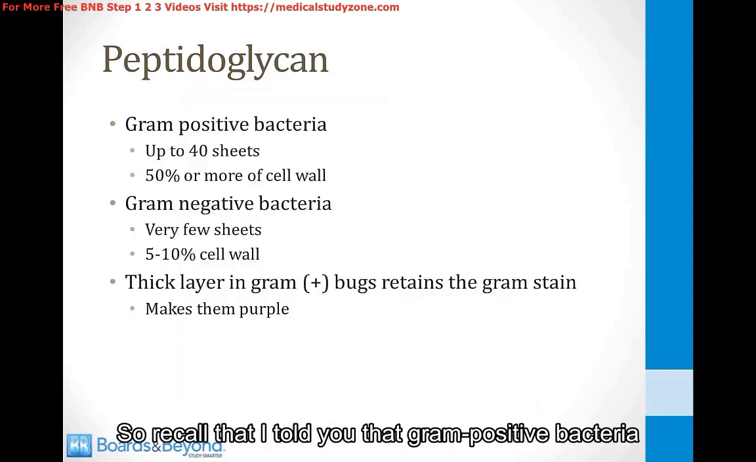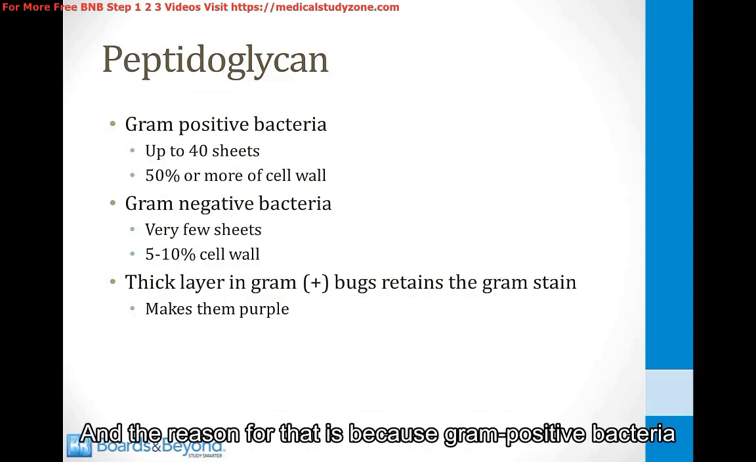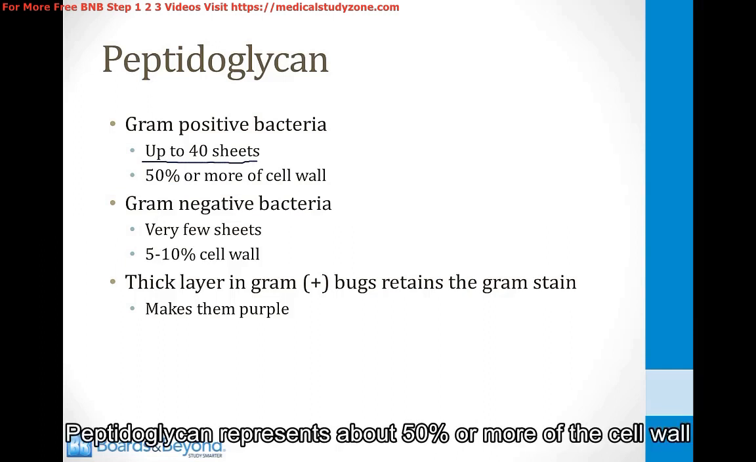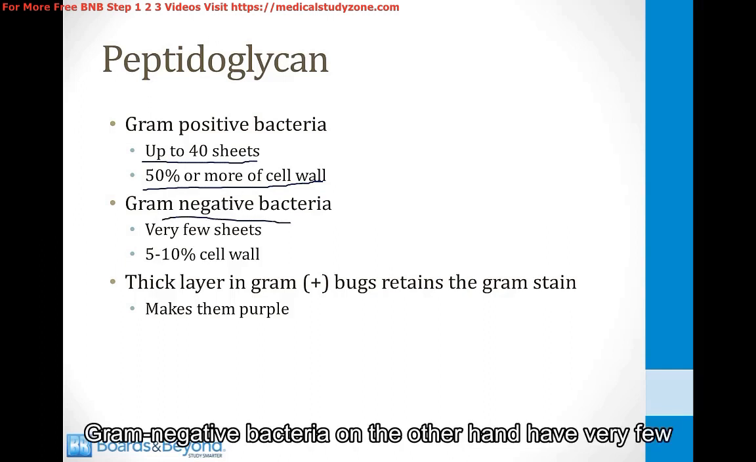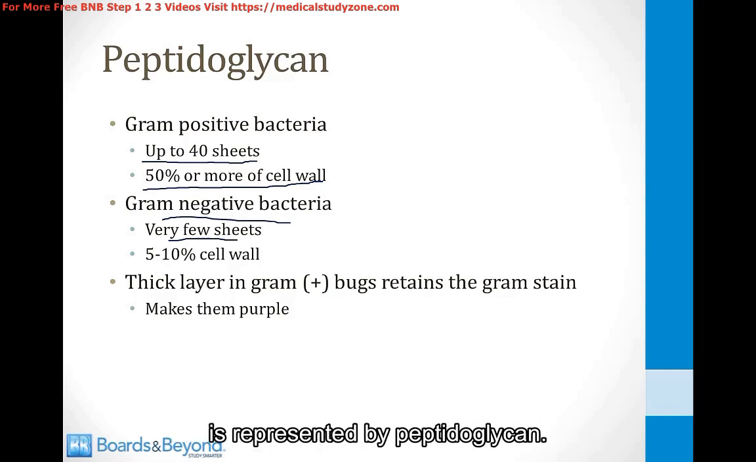Recall that I told you that gram-positive bacteria have much thicker cell walls than gram-negative bacteria. The reason for that is because gram-positive bacteria have up to 40 sheets of peptidoglycan. Peptidoglycan represents about 50% or more of the cell wall for gram-positive bugs. Gram-negative bacteria, on the other hand, have very few sheets. Only about 5 to 10% of their cell wall is represented by peptidoglycan.